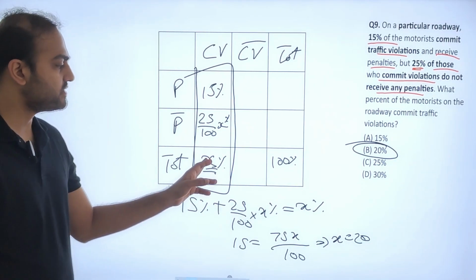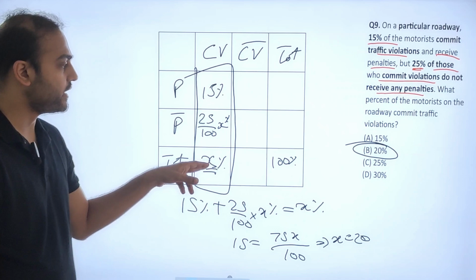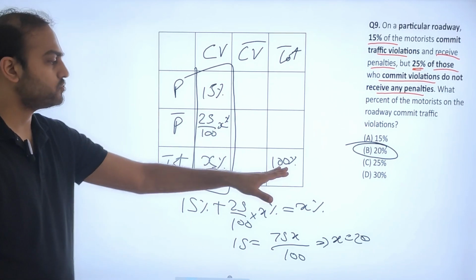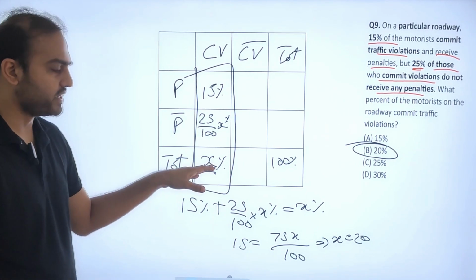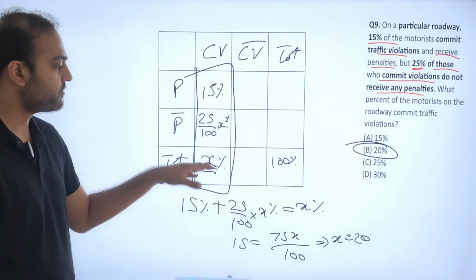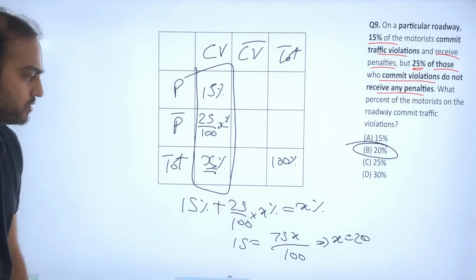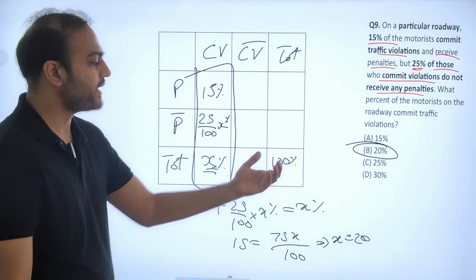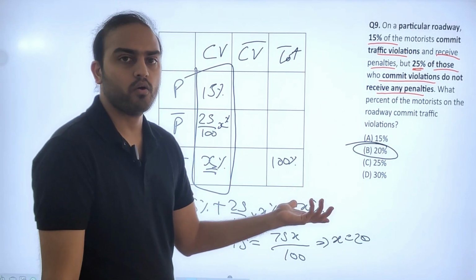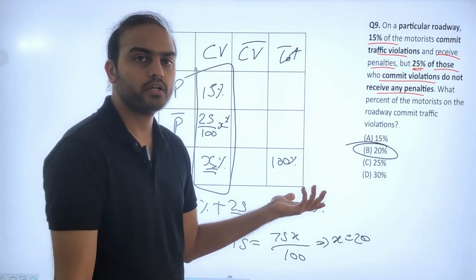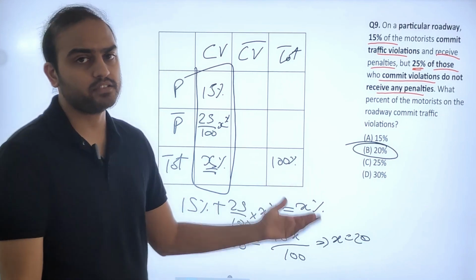Okay, now remember this X is in percentages because I have taken everything as percent here. So everything is percent, so X is also in percent. So 25% of X percent. Okay, if you want, you can directly assume this as 100. You don't have to assume this as 100%. You can simply assume this as 100 and solve.